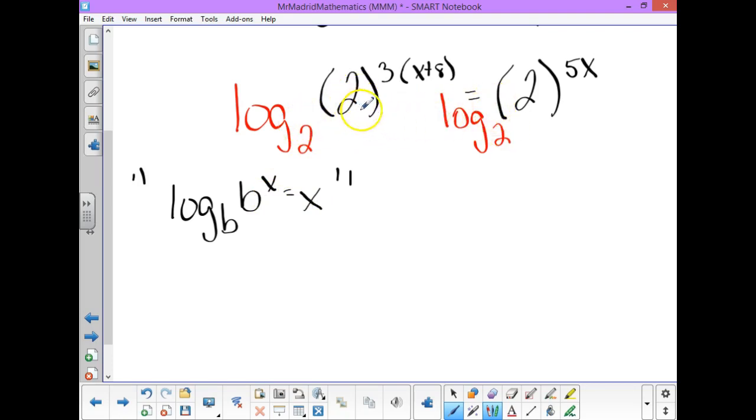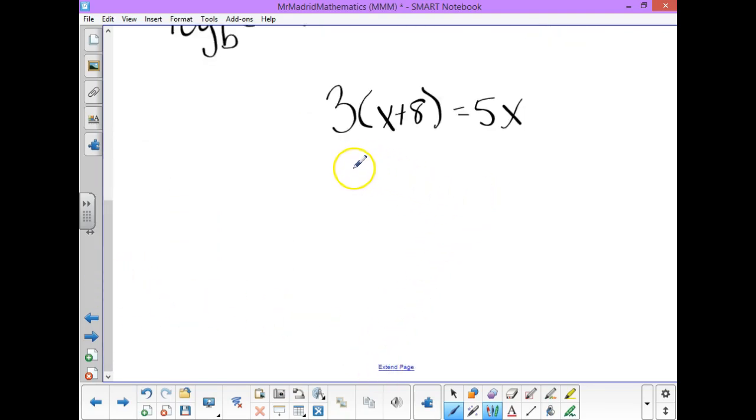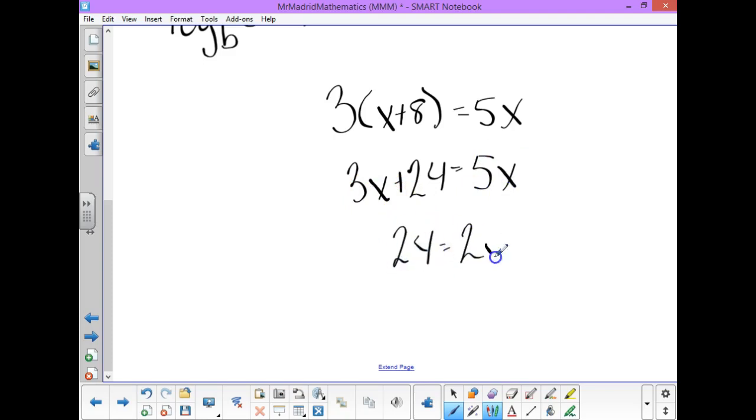So because I do have this common base 2, I've introduced a log base 2 because I do know that this will cancel, as will this. So all that's left is the exponent, which is this and this. Okay, so what's going to be left over is the 3 times x plus 8, and this is tied into our properties of logarithms, equals 5x. And now I can continue with this as a very basic algebraic problem. So I've got 3x plus 24 equals 5x. I'm going to subtract the 3x from both sides. I'm going to divide by 2, and I have x equals 12.